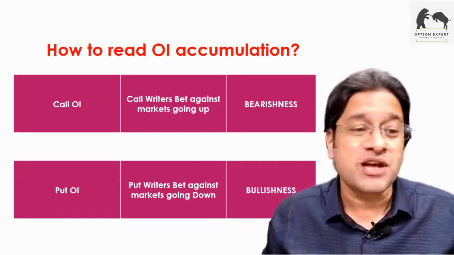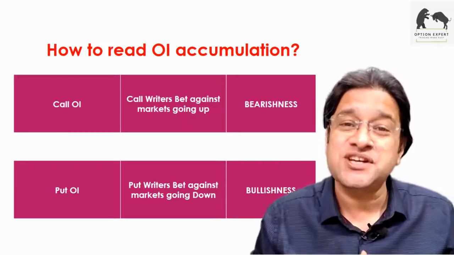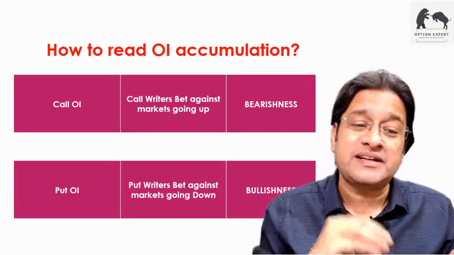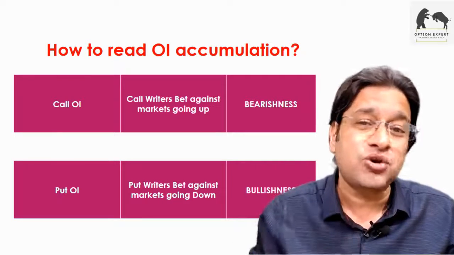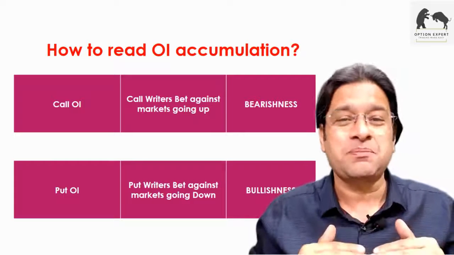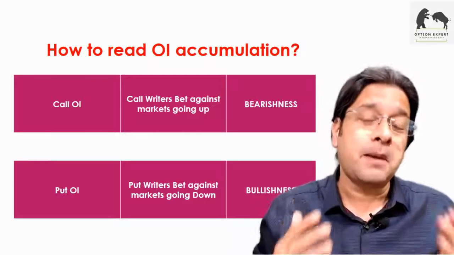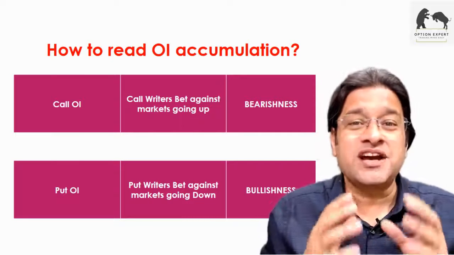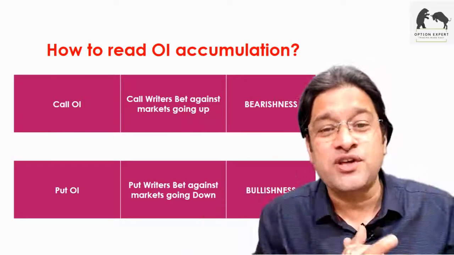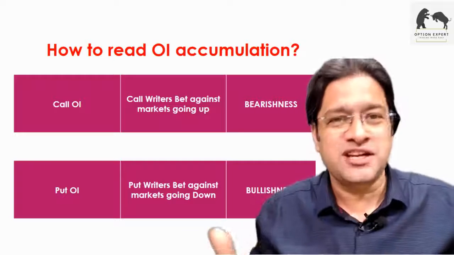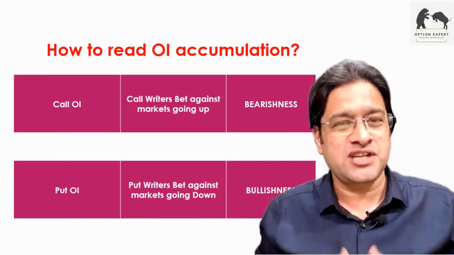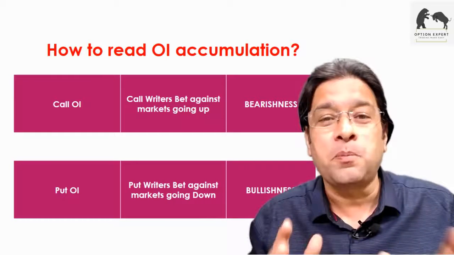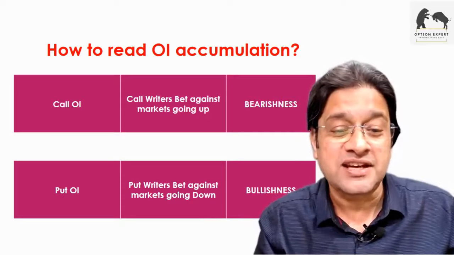Now, exactly the opposite. What happens when the put accumulation is going up? When there is a huge accumulation in puts, it means put writers are betting against the market going down. Markets are not likely to go down. It's likely to hold at a particular level. It is likely to move up but not likely to decline, which means bullishness. Conventionally, we always associated calls with bullishness and puts with bearishness. That is not so when you really have to study open interest. Open interest accumulation tells this part.